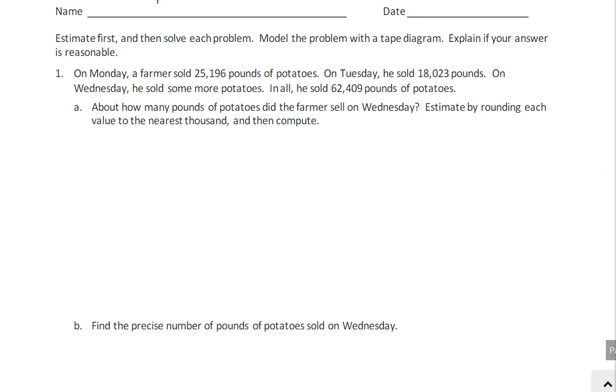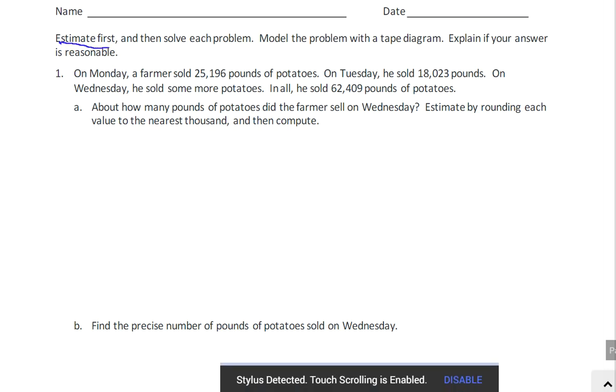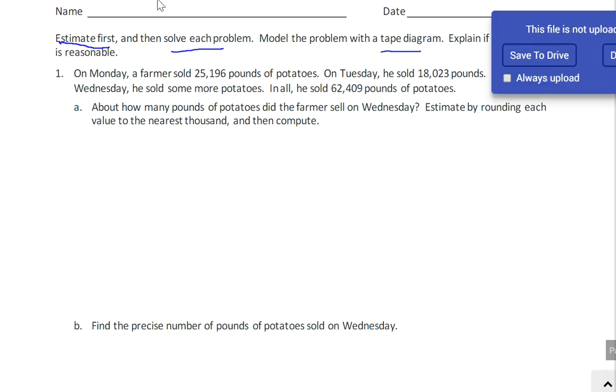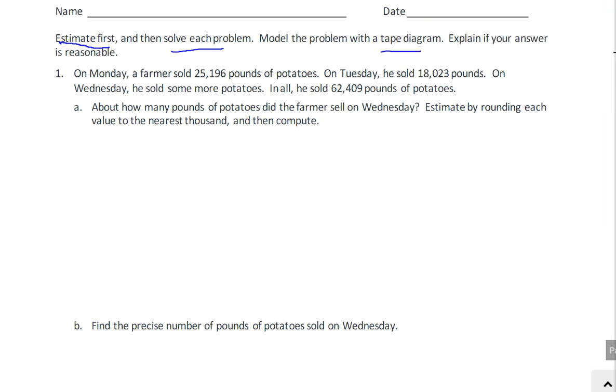All right, in number 1, it says estimate first, and then solve each problem. Model the problem with the tape diagram and explain if your answer is reasonable. On Monday, a farmer sold 25,196 pounds of potatoes. On Tuesday, he sold 18,023 pounds. On Wednesday, he sold some more potatoes. In all, he sold 62,409 pounds of potatoes. How many pounds of potatoes did the farmer sell on Wednesday? Estimate by rounding each value to the nearest thousand, then compute.